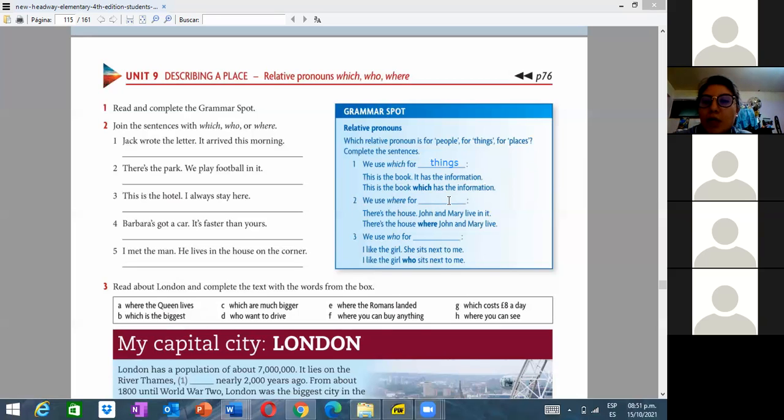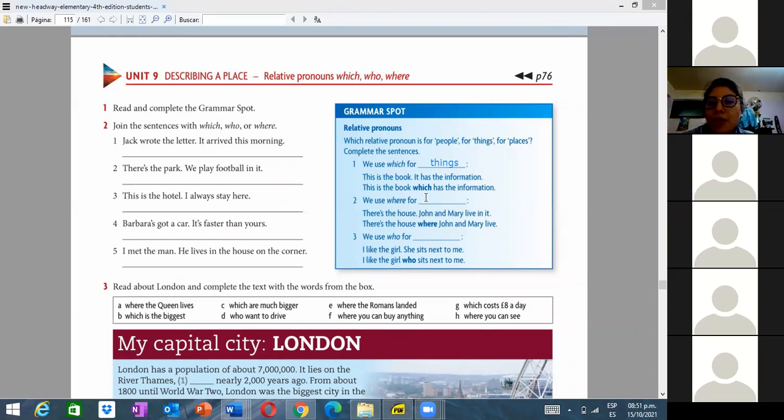Let's start with the rule. We use where for places, people, or things? What? We use where for? Places. Repeat. Places. Very good. You have to be sure. Seguros for places. Yes. Let's have a look at examples.